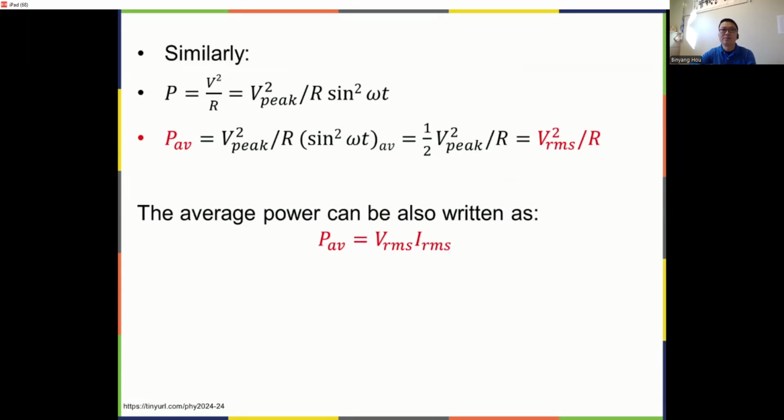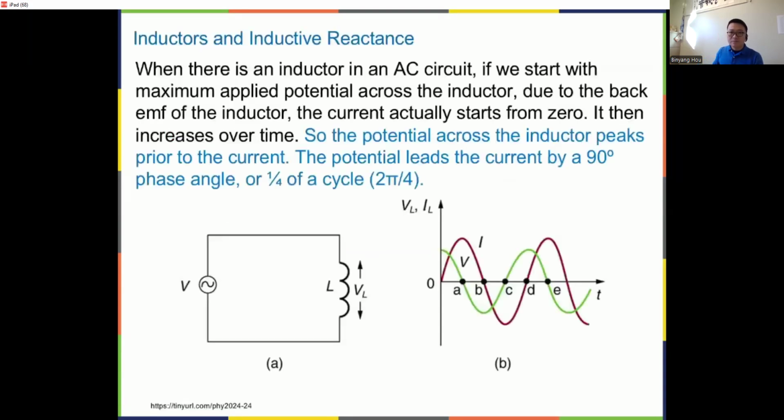Okay, so for DC, because voltage and current do not change, you can use just the voltage and current. But for an AC circuit, instead of using just the actual value itself, we are using the root mean square quantity of those numbers to calculate the average power. Okay, all right. So let's move on here.